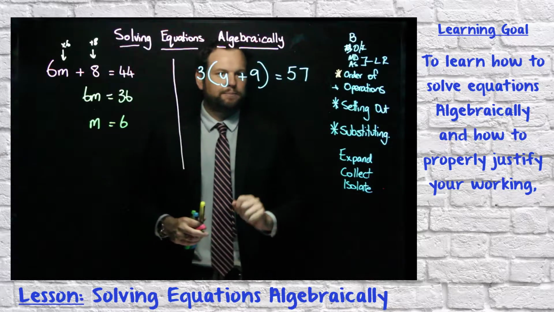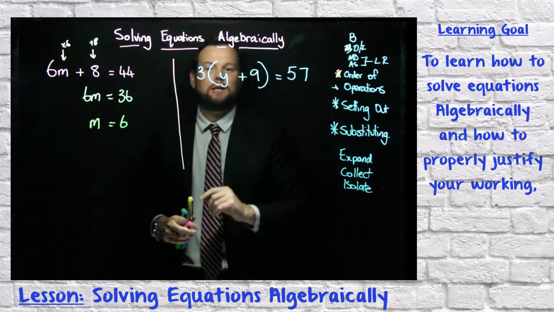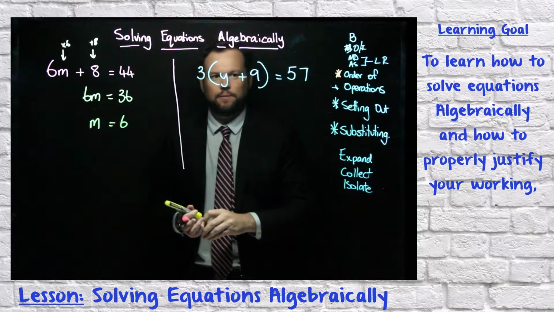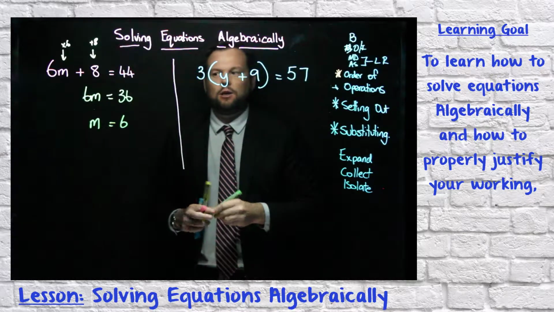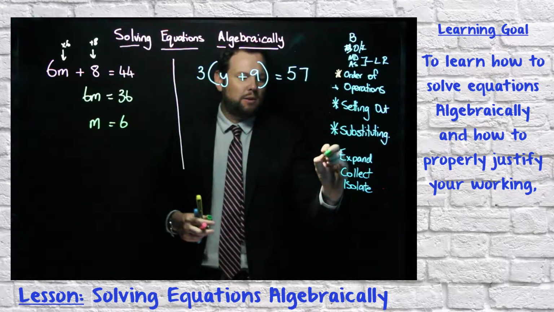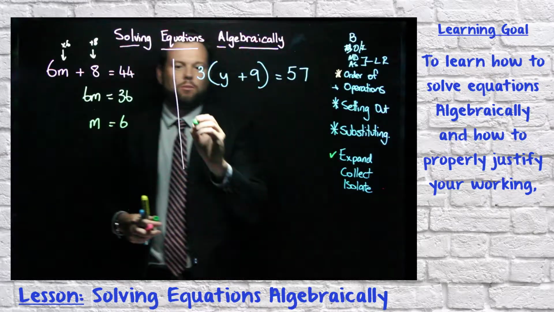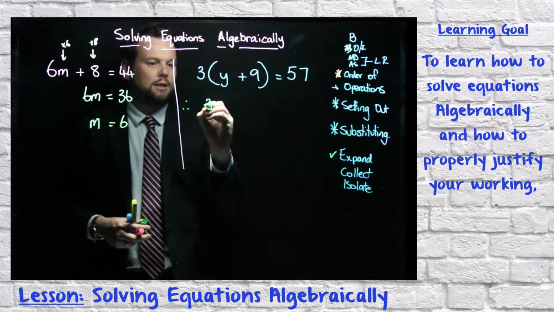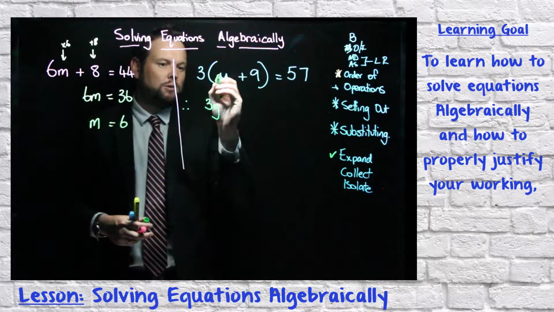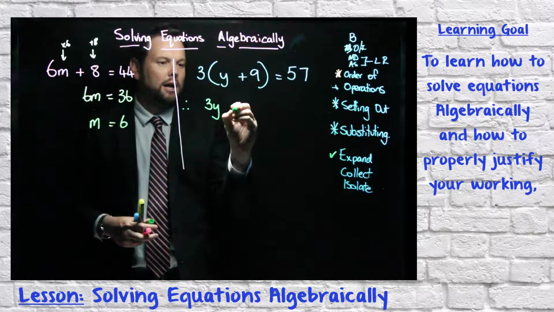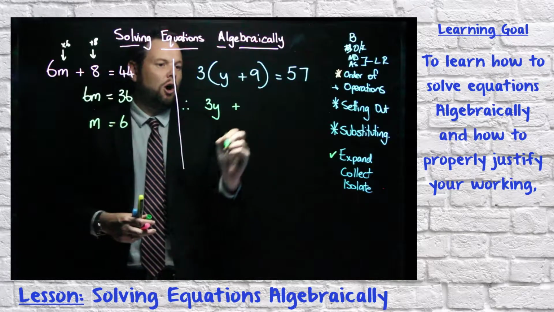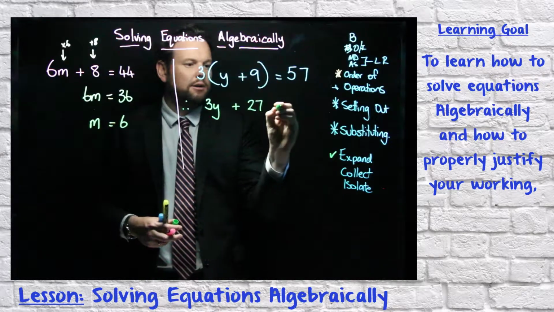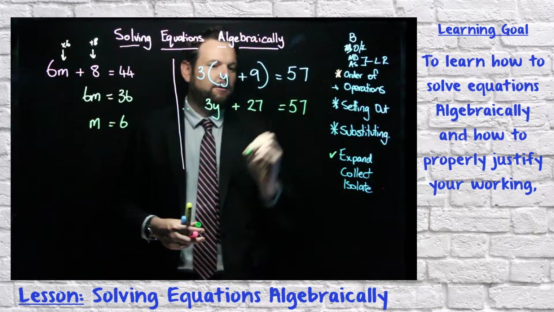On to this one. What is the first thing that I need to do with this equation? All right, the first thing that I need to do is expand the brackets. So my first line of working is going to be expanding those brackets. Now, 3 times y is 3y, plus 3 times 9 gives me 27, and obviously we're equaling 57.